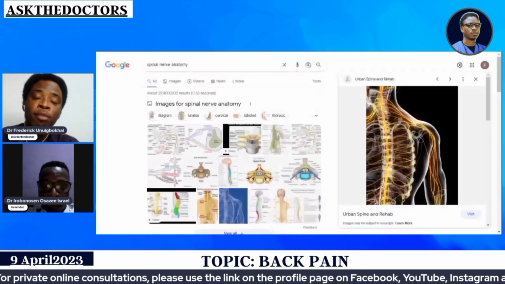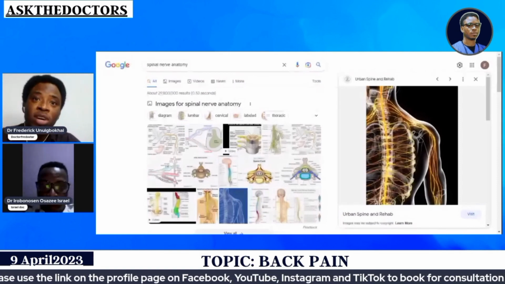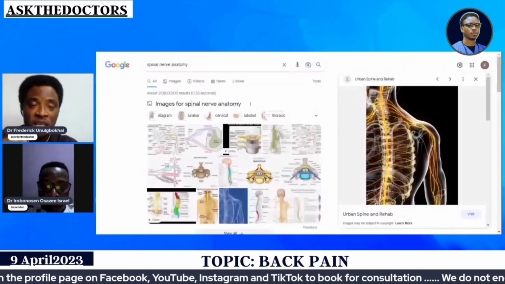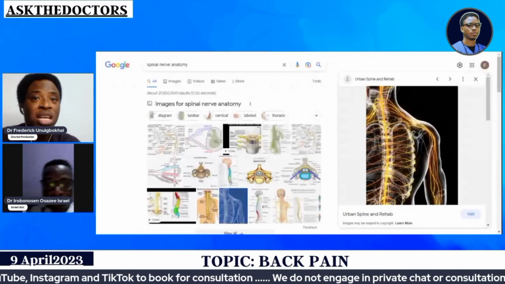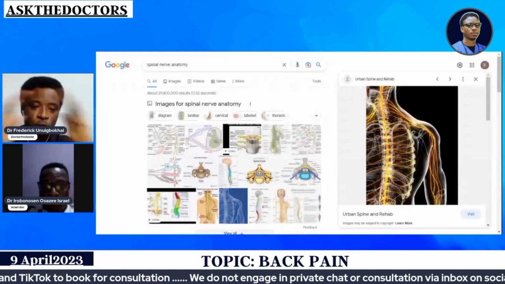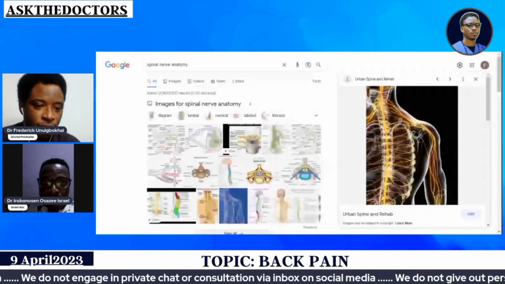If you get problem for the bone, you get problem for the muscle, you get problem for the intervertebral disc, the shock absorbers, or you get problem for the nerve, or you get problem for the ligaments where they join one bone together, you fit get back pain. It makes sense. Very good.